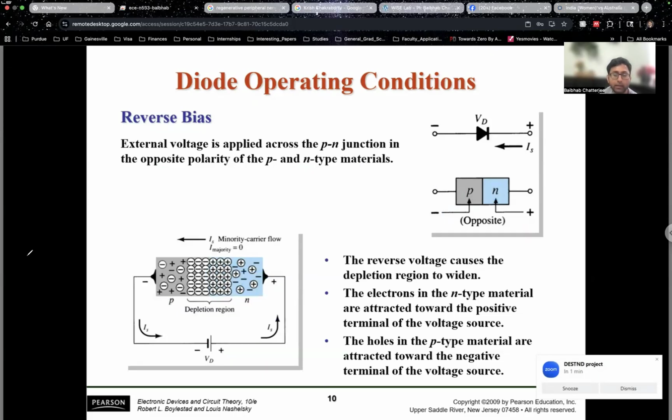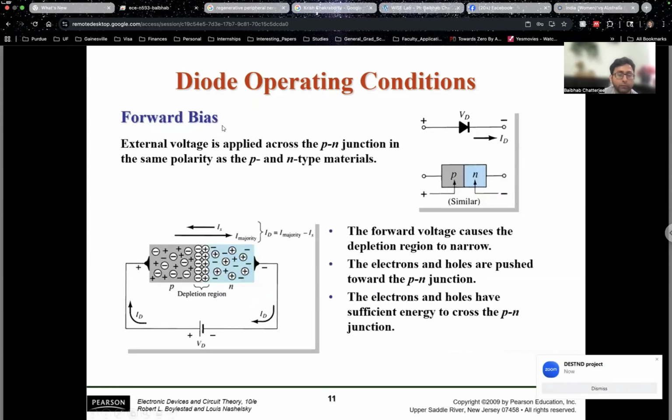And that's why we say that the depletion region will become wider if you are applying a negative or a reverse bias. And that happens simply because electrons in the n-type material are attracted toward the positive terminal of the voltage source, and the holes in the p-type material are attracted toward the negative terminal of the voltage source. So that's what is happening when you have a reverse bias.